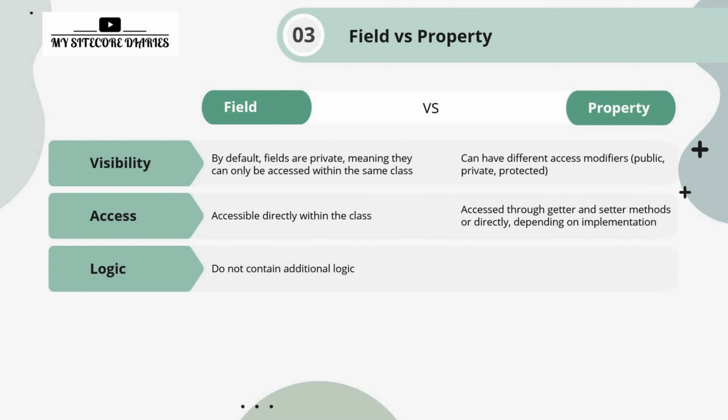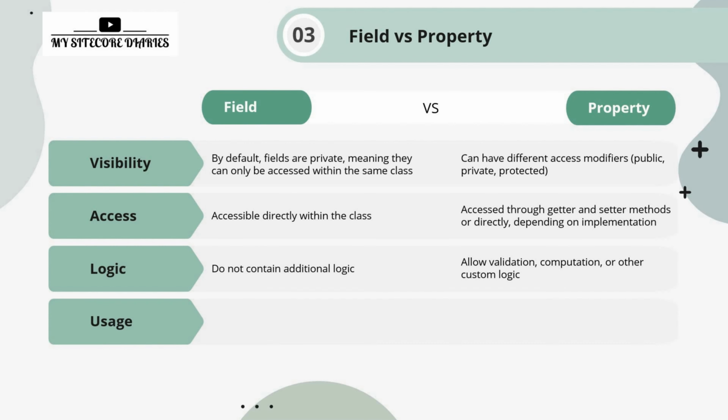Then logic. Fields don't contain any additional logic. Properties can have logic like validation, computation, or any other custom logic. We have already seen the example where we are calculating the hours from the seconds in the property, whereas your field is seconds, where there is no logic. So this is the difference between the field and the property.